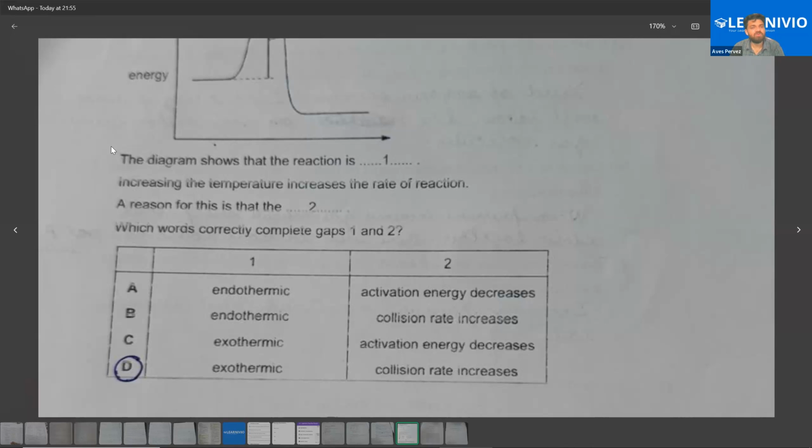If you see that the reactants are having more energy and the products are having lesser energy, so is it an endothermic or exothermic process? The reaction is giving out energy because the reactants are higher than the products. So it's exothermic and the collision rate increases. The rate of reaction is increasing because of more collisions.